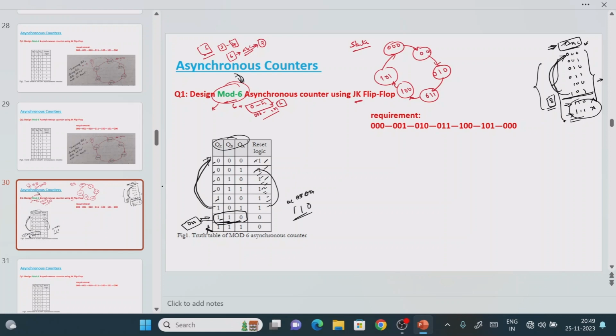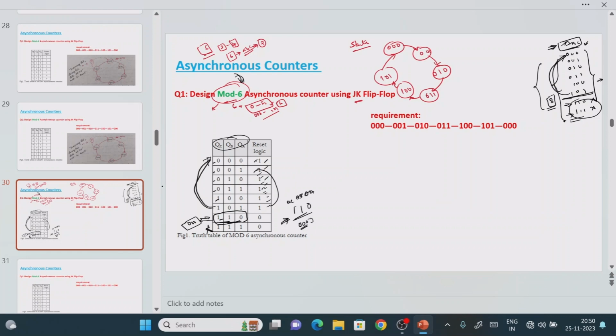If you stop this one, it means that whenever it detects the 110, you make all the flip-flop values 0 0. You reset to 0 0, so that again it will start from 0, 1, 2, 3, 4, 5. Before, if it is detecting the 6, you just stop it. So again it will start from 0, 1, 2, 3, 4, 5. So this is how we need to design the MOD-6 counter.